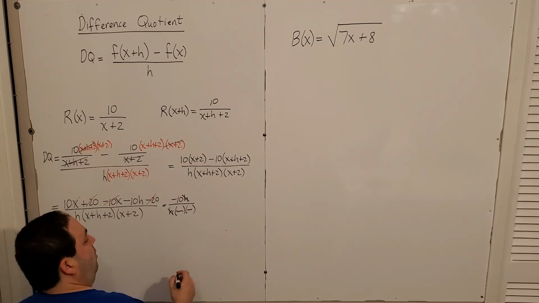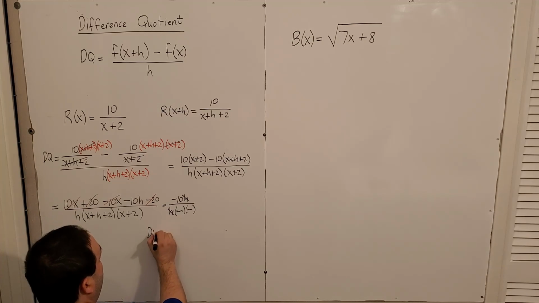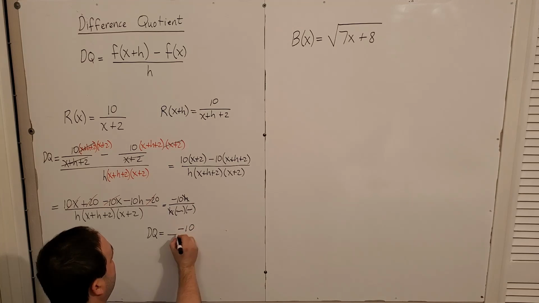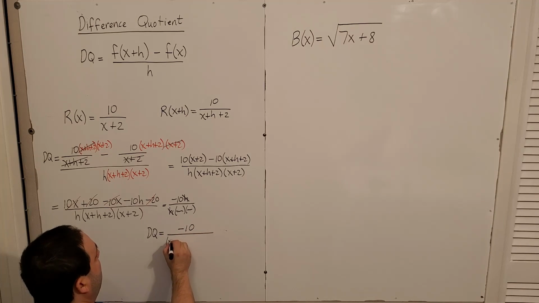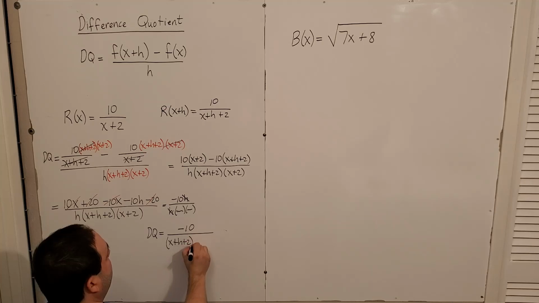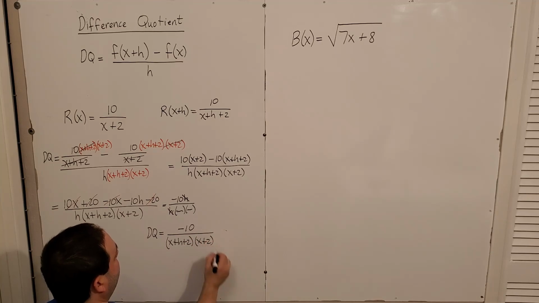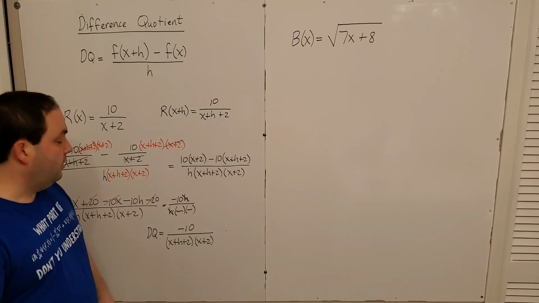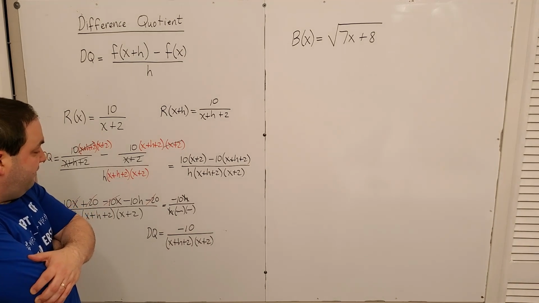So my difference quotient can finally be negative 10 divided by x plus h plus 2 times x plus 2. And then I have a generic way of calculating slopes for that function.